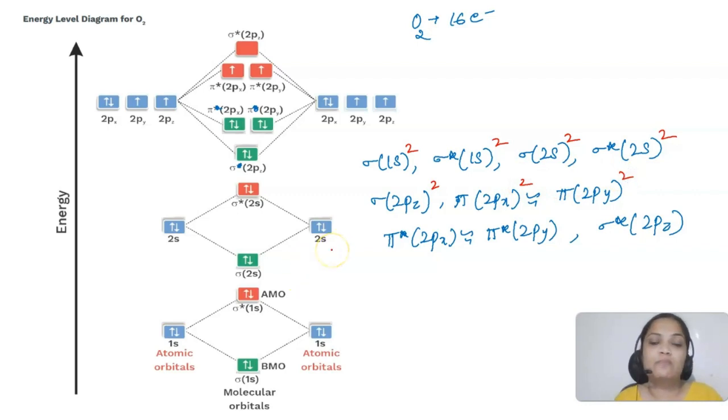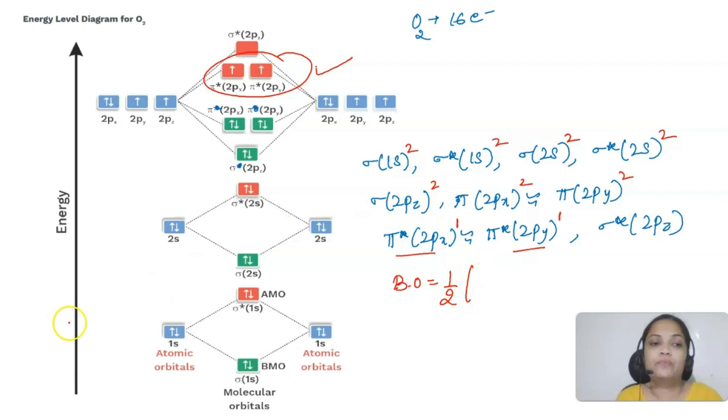Now students, a very important thing: pi star 2px and pi star 2py have equal energy. So you have to fill 2 electrons, and you will not just go and write pi star 2px2. No, you will put 1 electron in each of them because they are of equal energy. And until at least one electron goes into each equal-energy orbital, the pairing will not start. Keep that in mind. So they will have 1 electron each. Now you can find out the bond order.